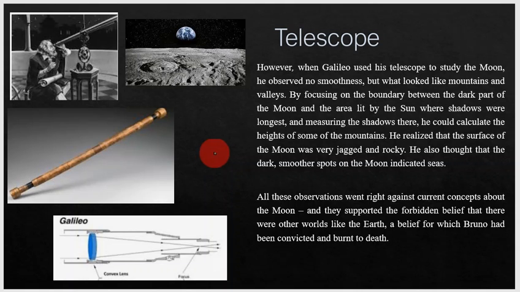And he was even able, using his keen intellect and using maths and looking at what he was seeing, to calculate some of the heights of these mountains that he was observing with his telescope on the moon. So he realized that the surface of the moon was very jagged and rocky, and he also thought that the dark, smoother spots on the moon indicated seas.